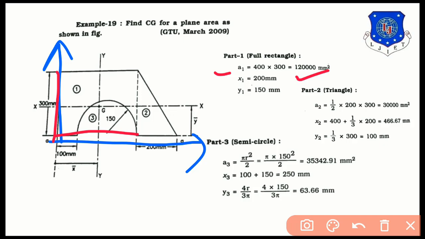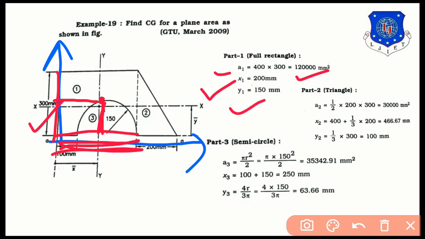Now where is the CG of the rectangle? The CG of the rectangle is always at the midpoint. So horizontally it will be 400 by 2 and vertically it will be 300 by 2. So 400 by 2 gives 200 mm and 300 by 2 gives 150 mm.